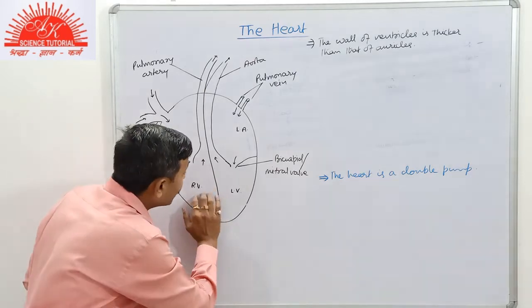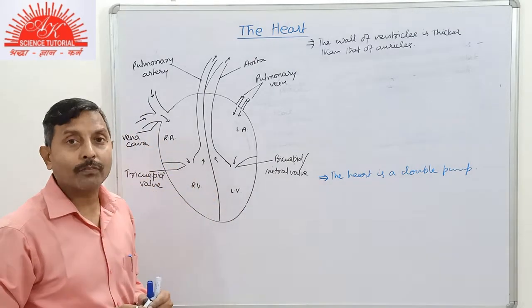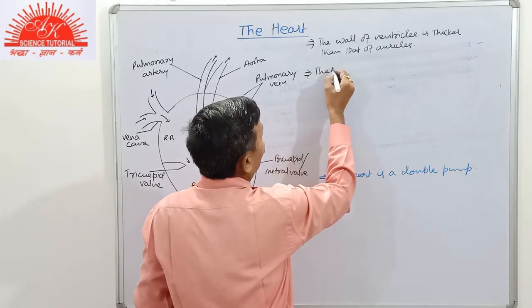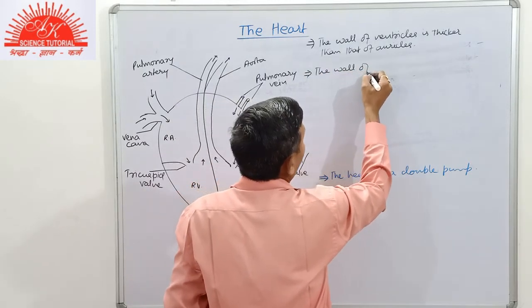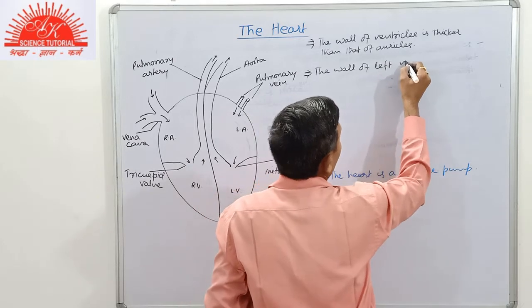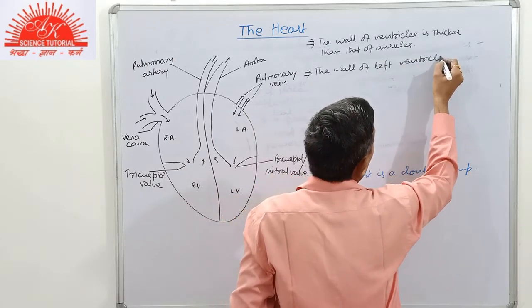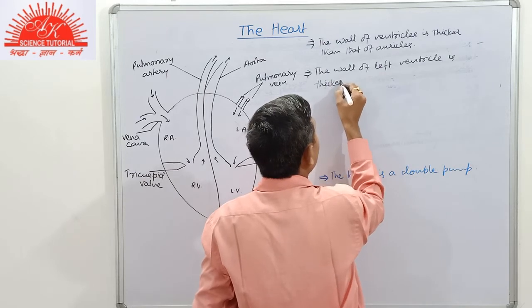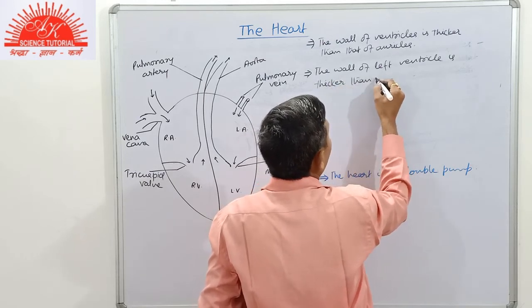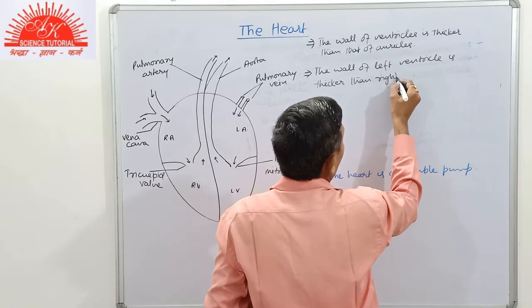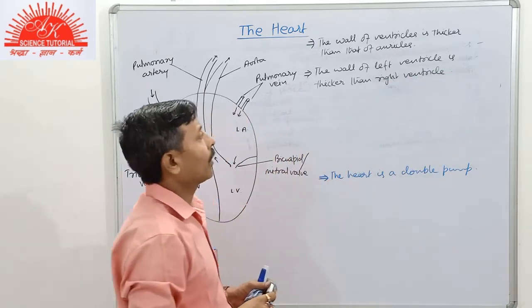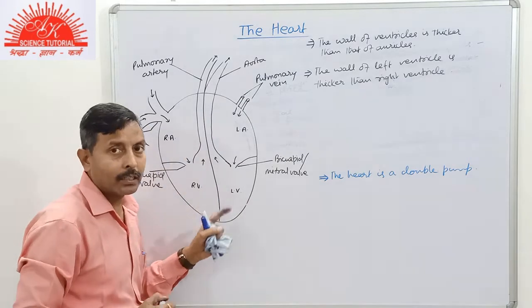But even if you compare the two chambers of the ventricle, then you can further write, the wall of the left ventricle is thicker than the right ventricle. Now again there is a reason behind it.